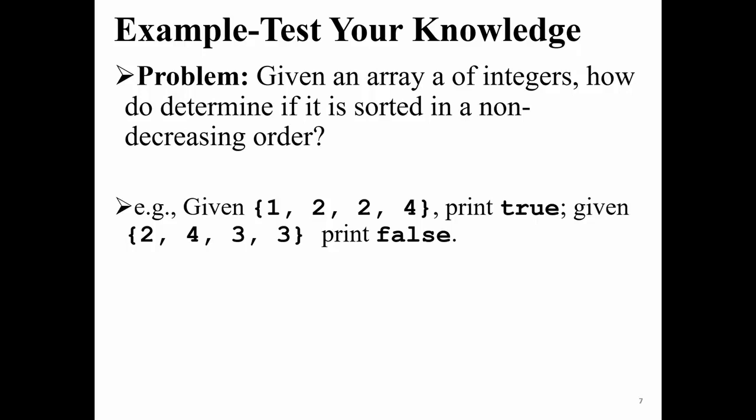Students got confused immediately. You have to read the questions carefully. So non-descending, some students raise their hand. What is non-descending? It's ascending. Okay, so if you have 1, 2, 2, 4, then I will return true. And if I have 1, 4, 3, 3, it is false.